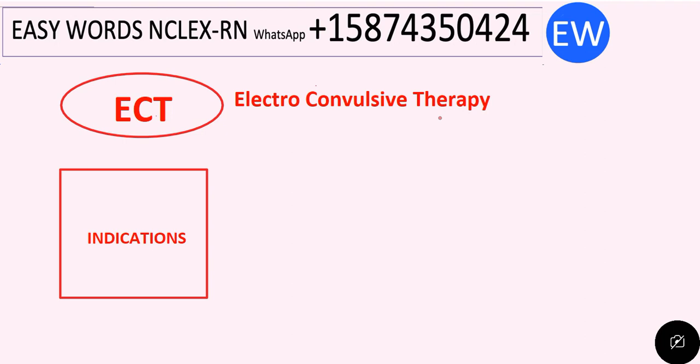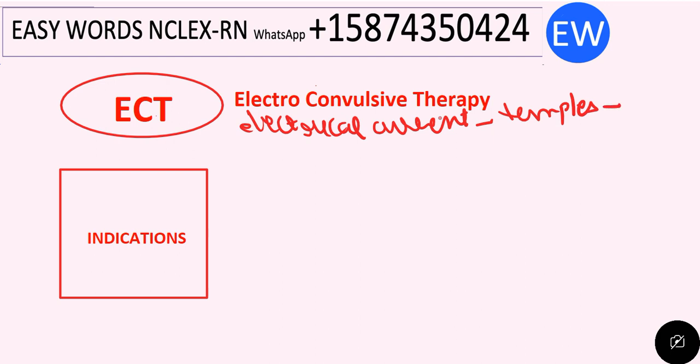Electroconvulsive therapy. In this lecture, we will be discussing the indications to use ECT, pre-procedure care, during procedure and post-procedure care, and also the side effects of ECT. So ECT is when a small amount of electrical current is delivered through the electrodes which are attached to the temples, and it causes a brief seizure activity within the brain.